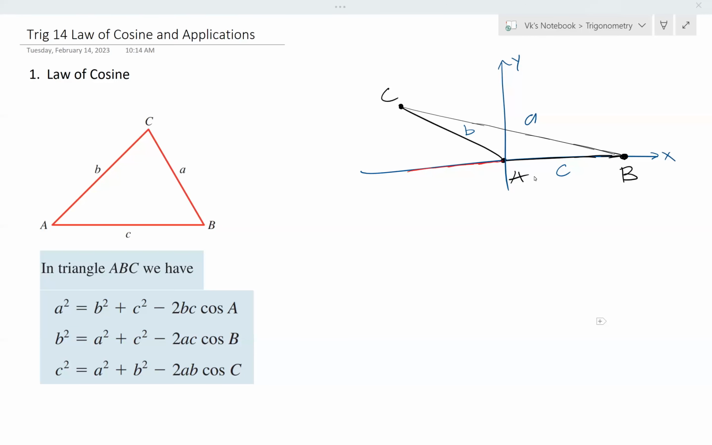Hi everyone, welcome to Trigonometry. Today we explore lesson 14, Law of Cosine and Applications.